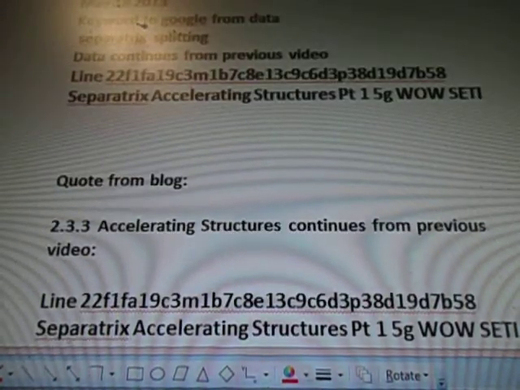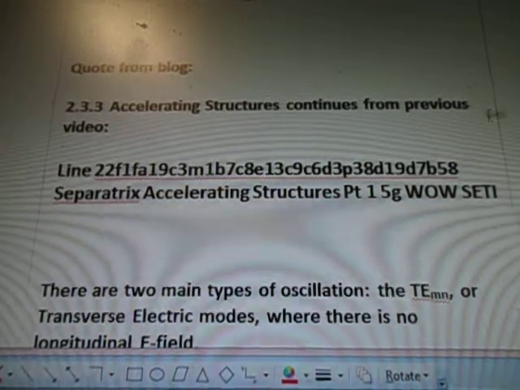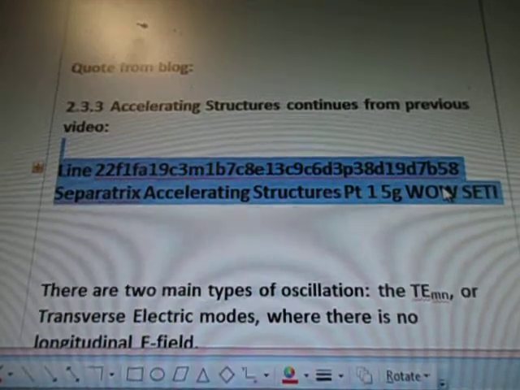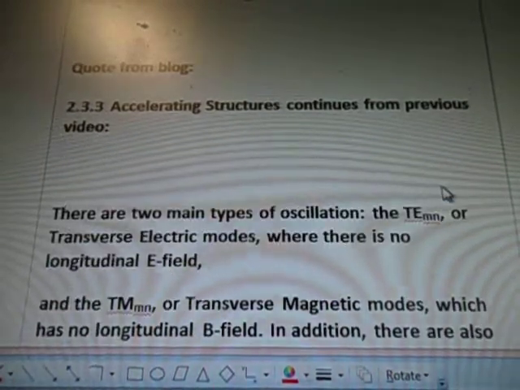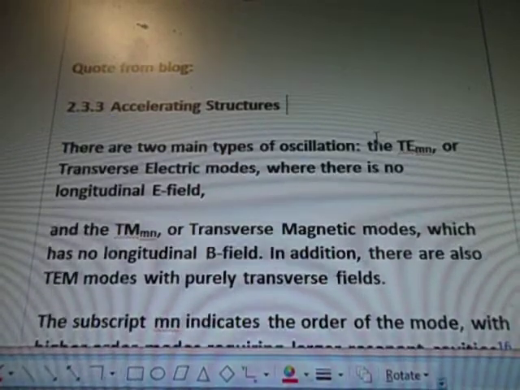Quotes from the blog: accelerating structure continues. Nothing like repeating yourself, right? Okay. Let's just get rid of this. And I already did that. Goes to the blog. Okay.